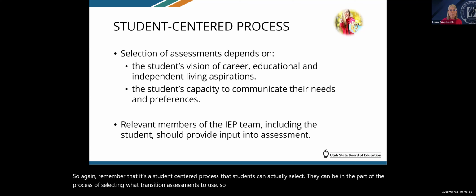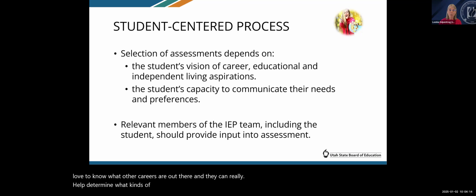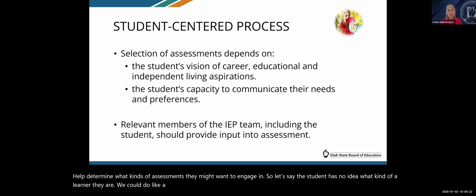So let's say the student has no idea of a career that they might be interested in, or they only know of the careers that their parents do or their aunt and uncle, right? So they can say, I would love to know what other careers are out there. And they can really help determine what kinds of assessments they might want to engage in. So let's say the student has no idea what kind of a learner they are. We could do a learning styles assessment, whether they're a visual learner or an auditory learner. Those are great things for a student to know about themselves.